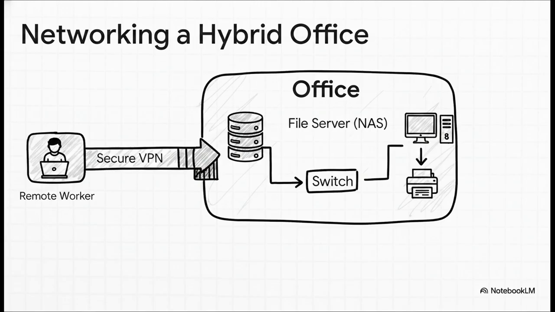Back in the office, a switch connects all the physical gear, like desktops and printers, and the firewall is doing double duty here. It protects the office from outside threats, and it creates a secure encrypted connection, what's called a VPN, for all the remote workers to use, which keeps all the company data safe.